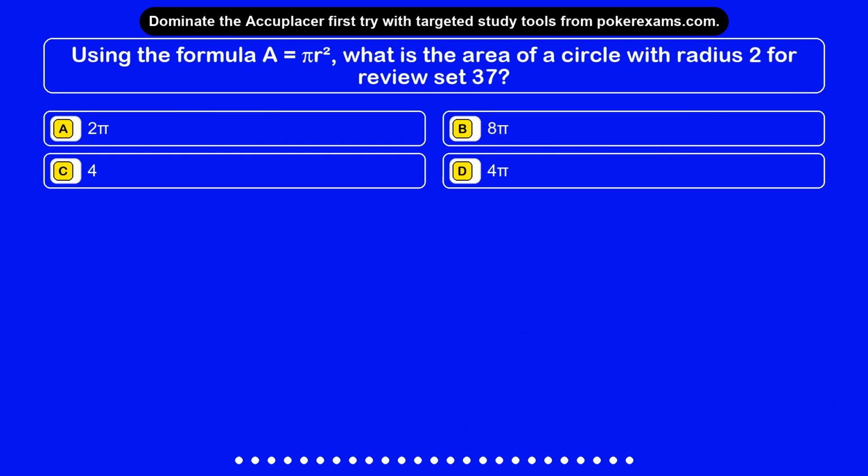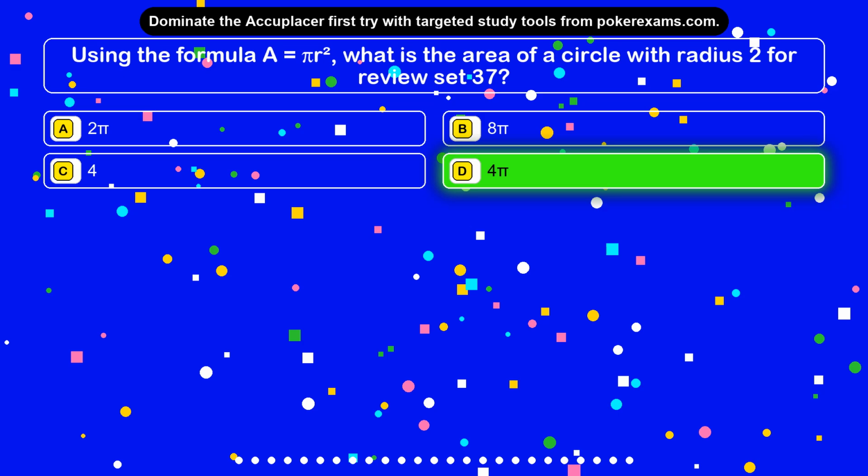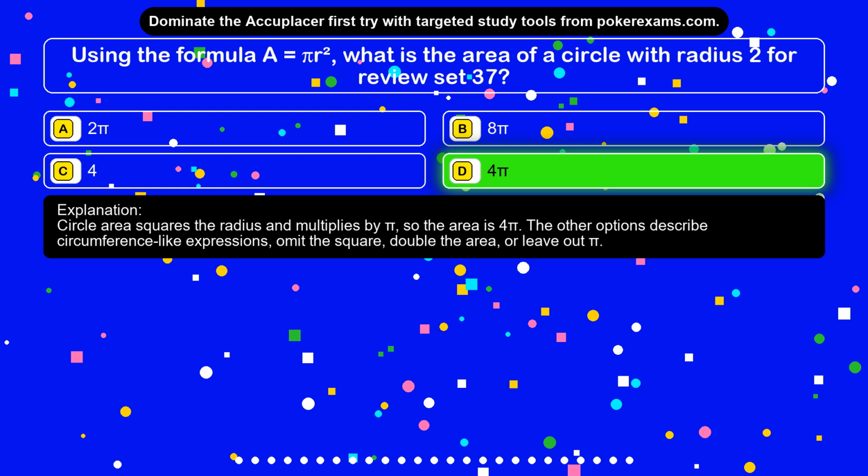Question 12. Using the formula A equals pi r superscript 2, what is the area of a circle with radius 2 for review set 37? Option A, 2 pi. Option B, 8 pi. Option C, 4. Option D, 4 pi. The correct answer is option D, 4 pi. Circle area squares the radius and multiplies by pi, so the area is 4 pi. The other options describe circumference-like expressions, omit the square, double the area, or leave out pi.